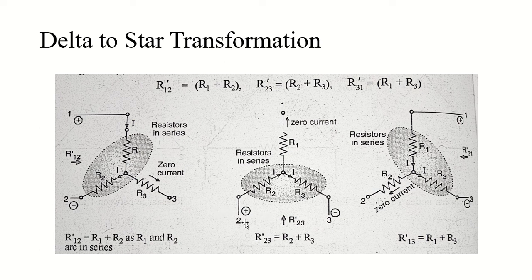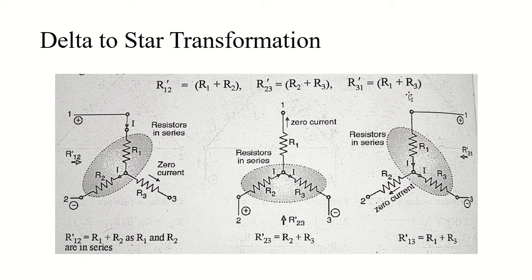Similarly here, when we are taking node 2 and node 3, which means node 1 is open, it is not connected anywhere. As it is not connected anywhere, there is no current flowing through the resistance R1, which means it is open circuited. It means R2 and R3 are in series connection with each other. So R23 dash will be equal to R2 plus R3 simply, and similarly R31 dash will be equal to R1 plus R3.